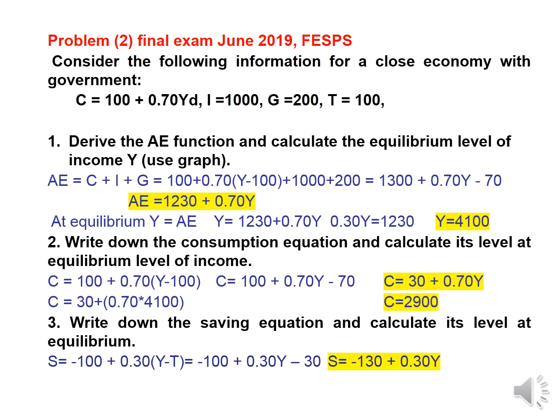Now, the autonomous part of saving and consumption is no longer the same when we talk about consumption and saving as a function of national income. Don't get confused. When is the autonomous part negative? When talking about saving and consumption as a function of disposable income. If I now want the level of saving at equilibrium, I substitute Y with 4100.